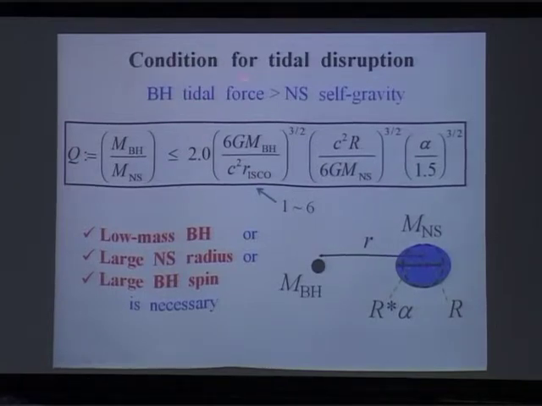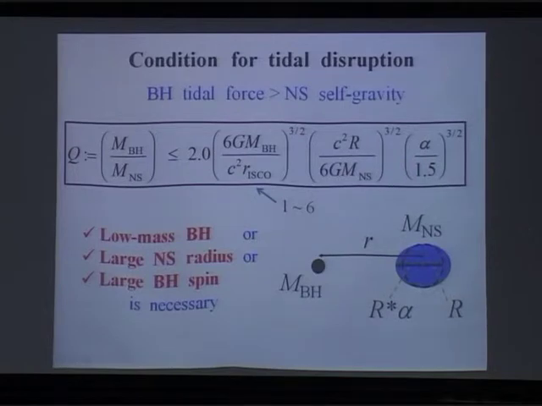Tidal disruption occurs if the black hole tidal force is larger than the neutron star self-gravity. And this condition can be written like this. I skipped the calculation, but this is the final result. Q is the mass ratio, the black hole mass to the neutron star mass. R is the final radius of the orbit. And this is the black hole mass, and this is the neutron star radius and the neutron star mass. And alpha is some factor, about 1.5. So this is the condition for tidal disruption.